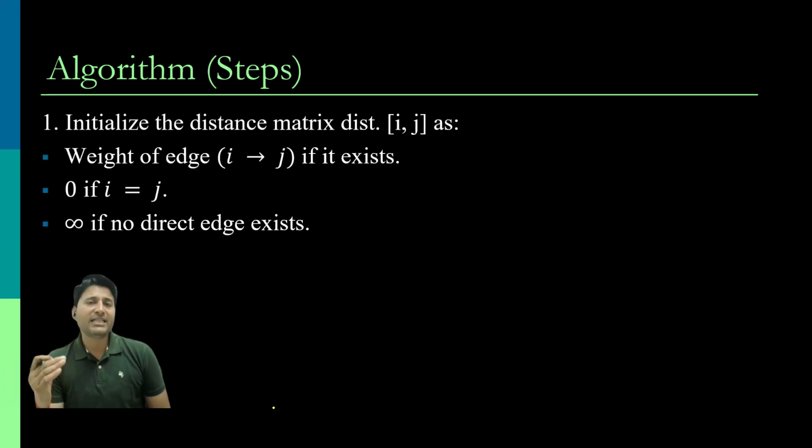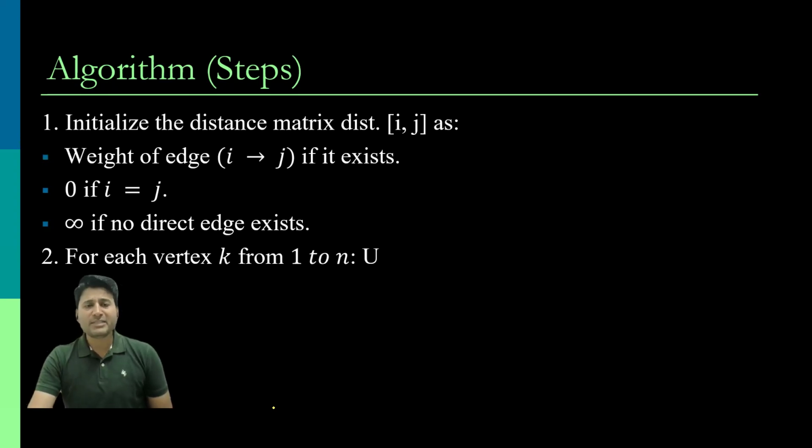In that case, we can say there is an edge between i and j, or there is no edge between i and j. This is how we can read it. So if there is no edge from i to j, that entry comes out as infinity. We are talking about the direct connection here.